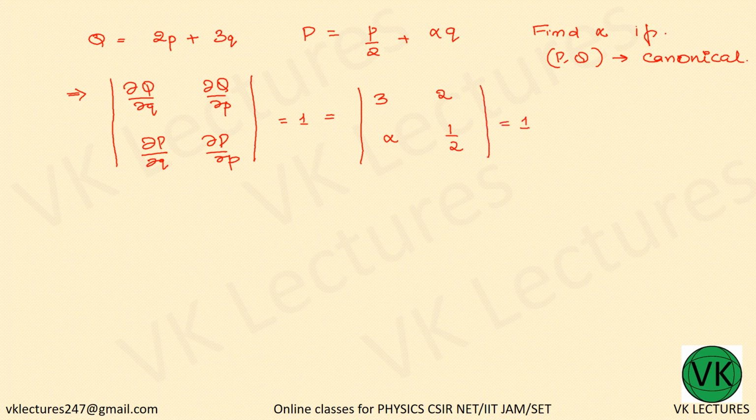So 3 times half, that is 3 by 2 minus 2 alpha is equal to 1, which gives us 1 by 2 equal to 2 times alpha, and this gives alpha equal to 1 by 4. So when alpha equal to 1 by 4, the transformation is canonical.